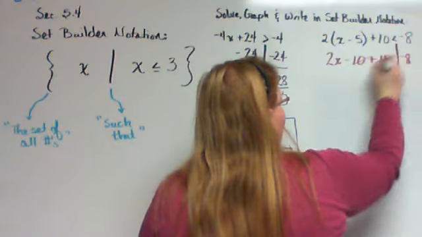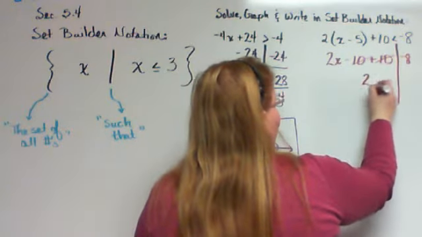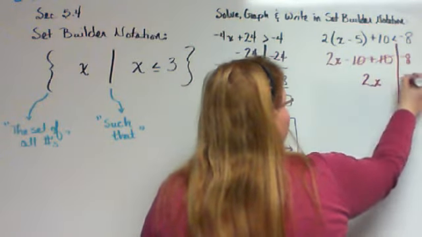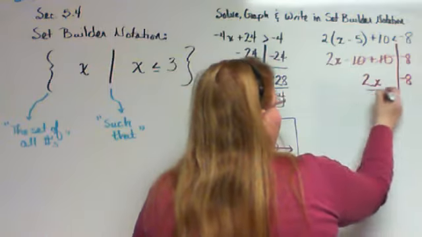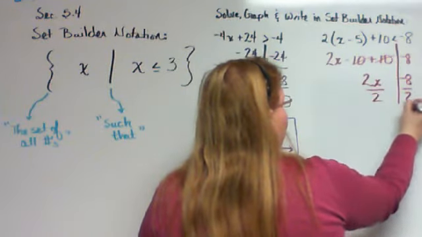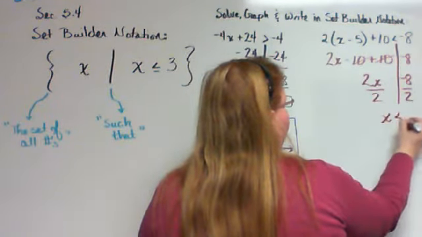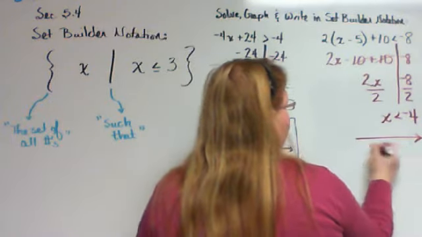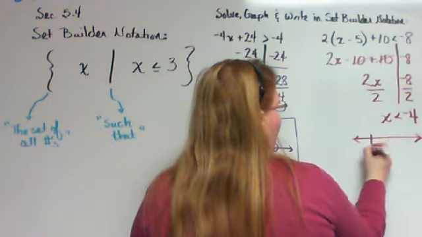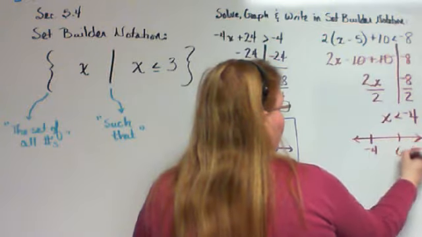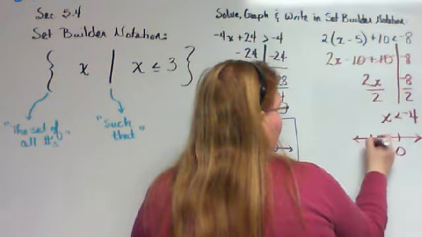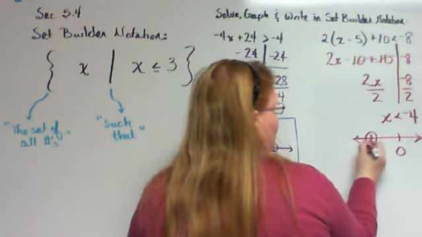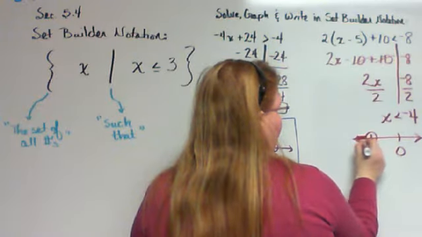My negative 10 and my positive 10 will cancel each other out. Divide both sides by 2. Get x is less than negative 4. Got a negative 4 over here, 0 over there. It gets an open circle because it's not included.